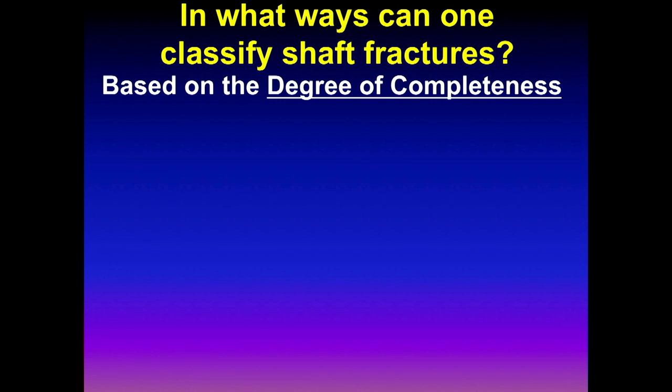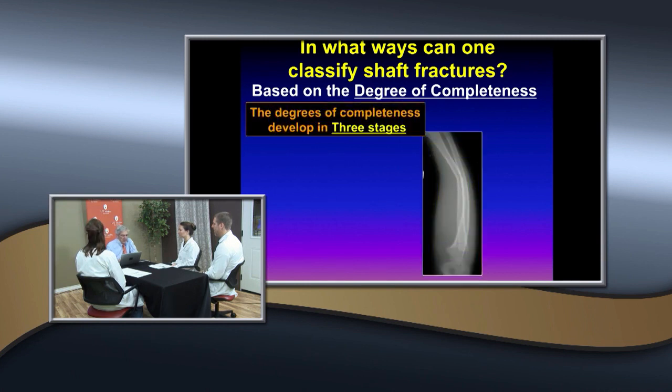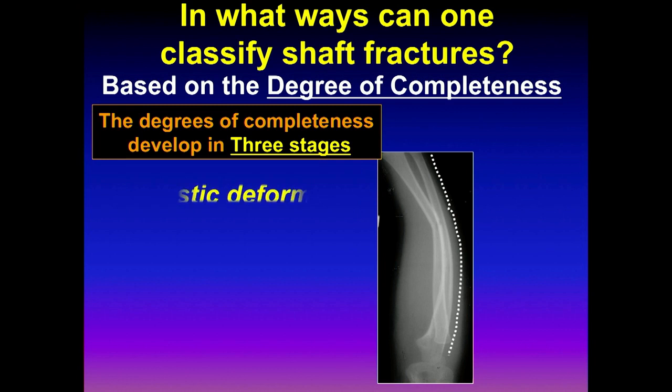That's why we had that first lecture. So what are the different degrees of completeness of fracture that you see? First thing that can occur is elastic deformation, right? It's really elastic, and then that's followed by plastic deformation. And now, the completeness of the ulna is plastic deformation.